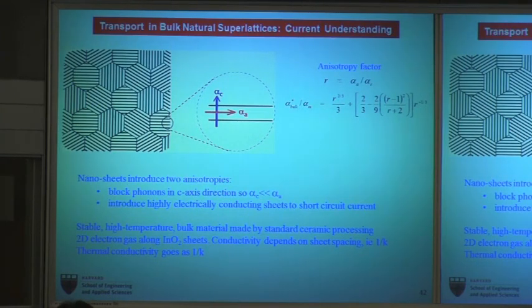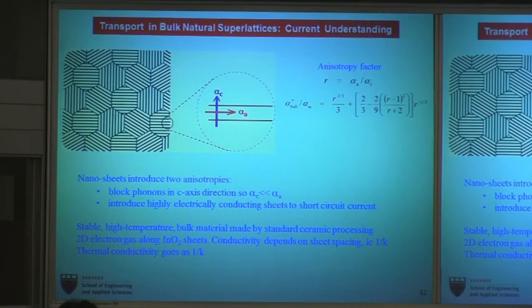So what do you want? These nanosheets, if you like, introduce two anisotropies. There's an anisotropy in the thermal conductivity in the two directions. So it's much lower in the C direction than in the A direction. That can be expressed in terms of an anisotropy factor and what the effective thermal conductivity of a bulk material is in terms of these aspect ratios.